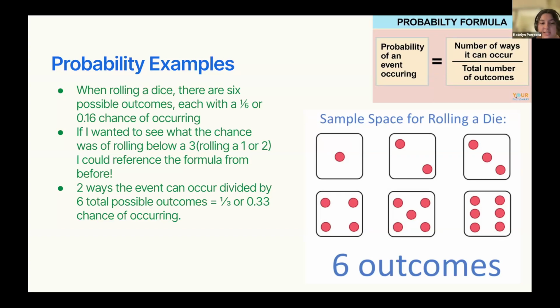Say if you wanted to roll below a 3, in this case, that would include 1 and 2. So there'd be 2 different ways for an event to occur divided by the 6 total outcomes instead. So 2 divided by 6, which is 1/3 or 33% or 0.33.